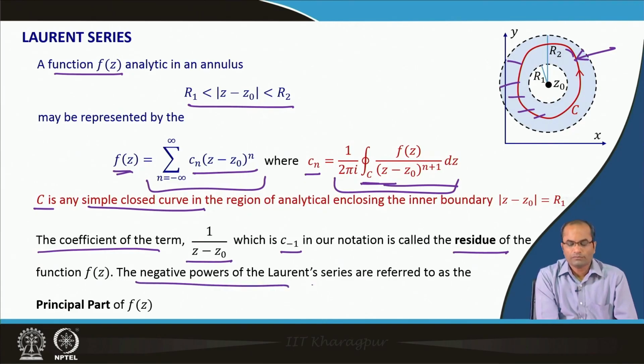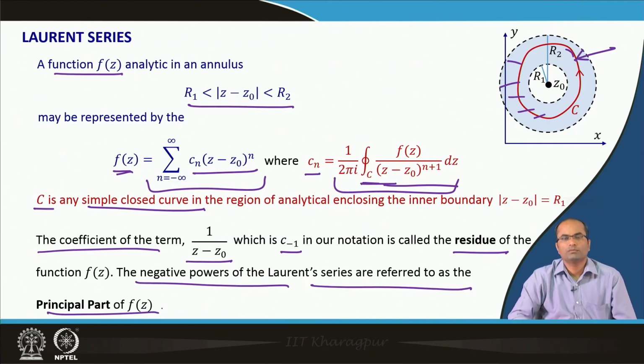And the negative powers of this Laurent series are referred to as the principal part of f(z). So, just two more terminologies here. The residue is the coefficient of 1 over z minus z0 in this Laurent series expansion, and all the terms of the Laurent series which have negative powers we call the principal part of f(z). We will be talking about what we can do with this principal part, and the importance of the residue, in following lectures.